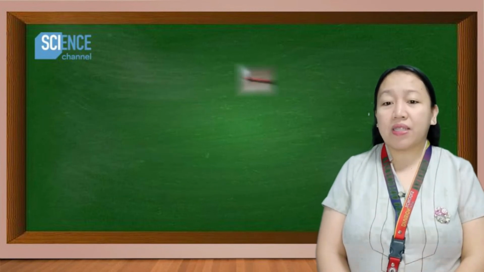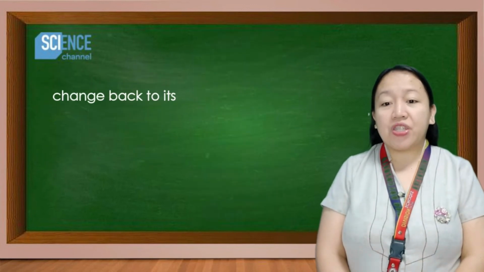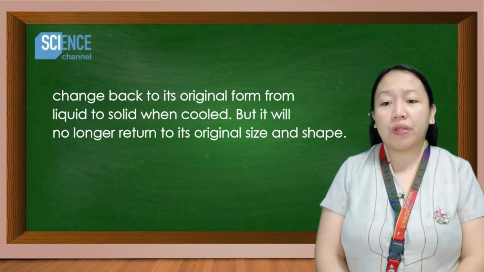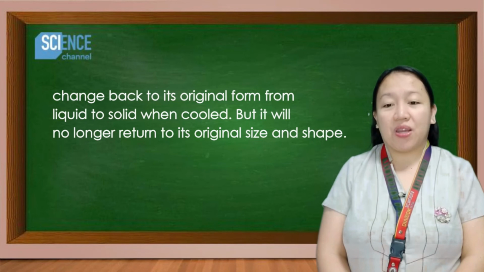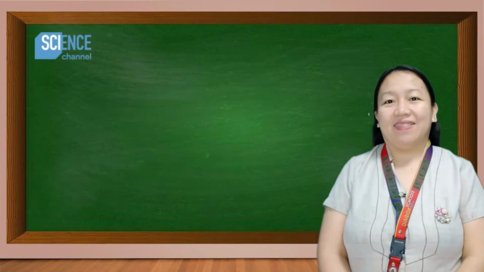The materials such as crayon, chocolate, butter, or margarine change back to its original form from liquid to solid when cooled, but it will no longer return to its original size and shape. After heating the materials, the heat evaporates and cools back again.